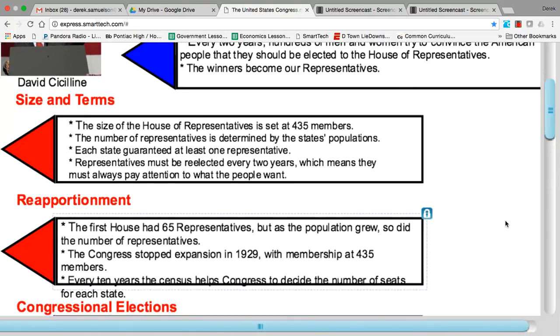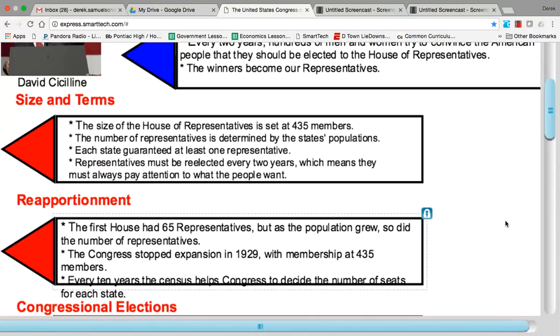Now, it has not always been 435. The House of Representatives first had 65 representatives, but as the population grew, so did the number of representatives. They originally had this idea that there would be about one representative for every 30,000 people. But if we were to do that today, we would need whole new buildings to hold a House of Representatives that had 5,000 plus people in it. So in 1929, Congress decided to stop this expansion. And with the membership at 435 at the time, it wouldn't get any larger than that.